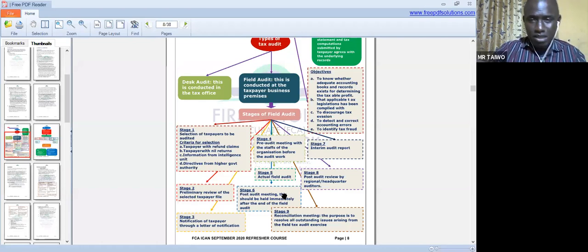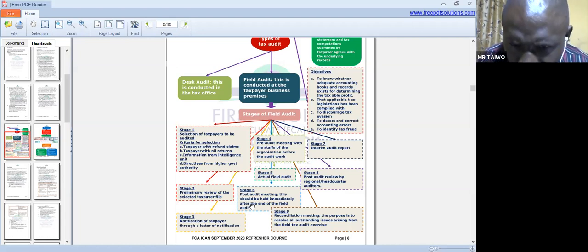I hope I get what I'm saying now, so that you can supply that information to them. Look at it: the post-audit meeting should be held immediately after the end of the field audit. After they have finished the post-audit meeting with you, they have gathered enough evidence that they want. They will now go to step 7.